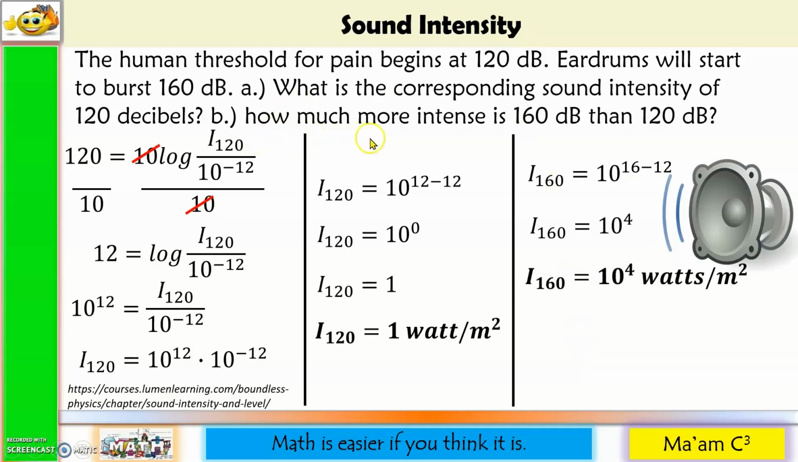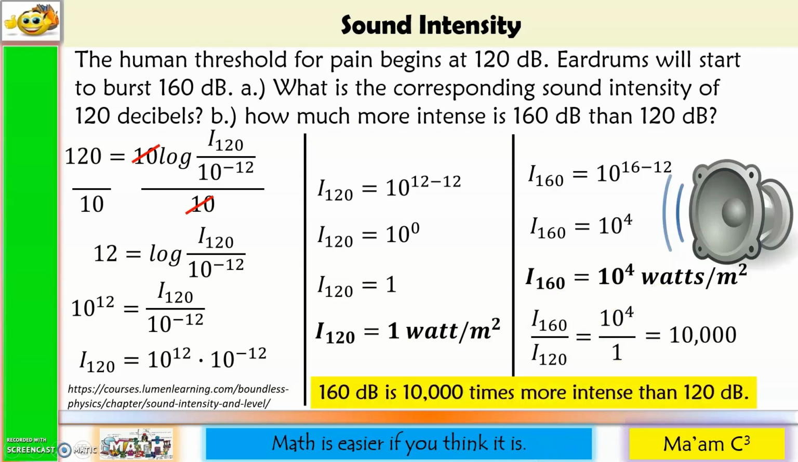Now to answer letter B, let us compare the ratio. So 10 raised to 4 over 1 is still 10 raised to 4, and that is equal to 10,000. So this means 160 decibels is 10,000 times more intense than 120 decibels.